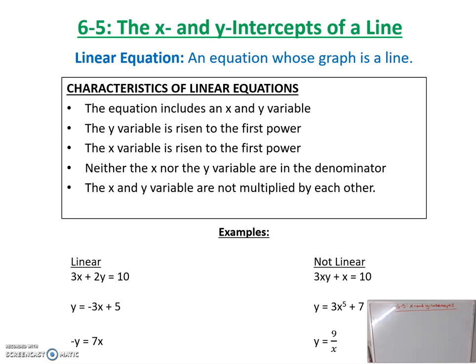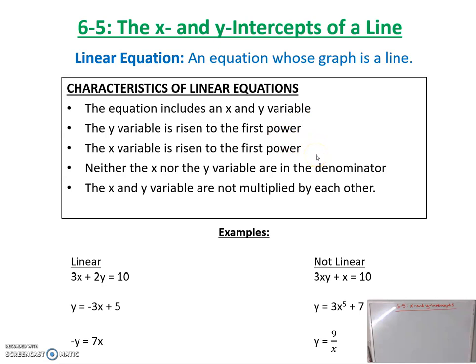But for a linear function or linear equation to be linear, it has to satisfy certain characteristics or traits. The 5 traits that it needs to satisfy are: the equation includes an x and y variable, so that's the first one. In order for it to be a linear equation, it has to have both an x and a y variable, or a and b, or c and d, any combination of variables, but there has to be 2 of them. The y variable is raised to the first power.